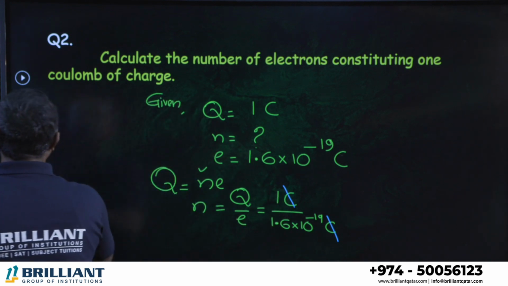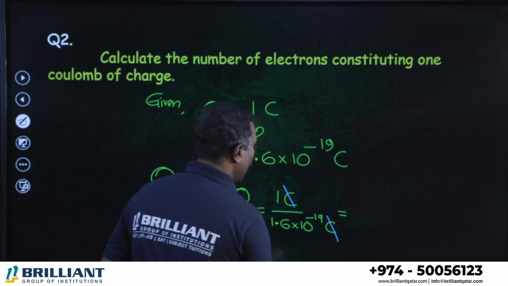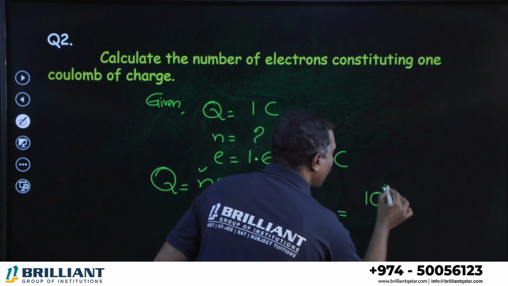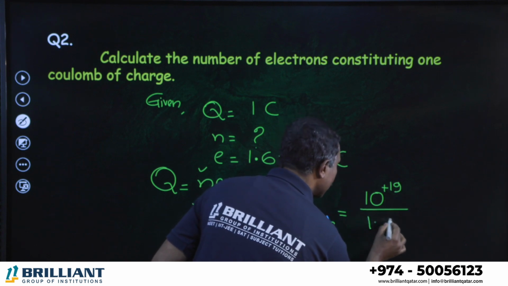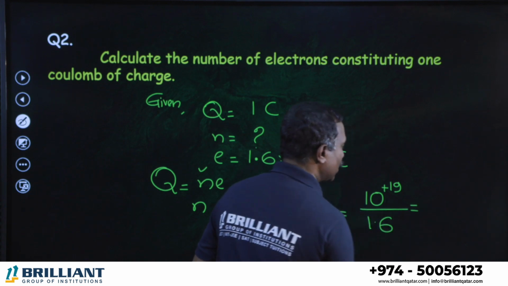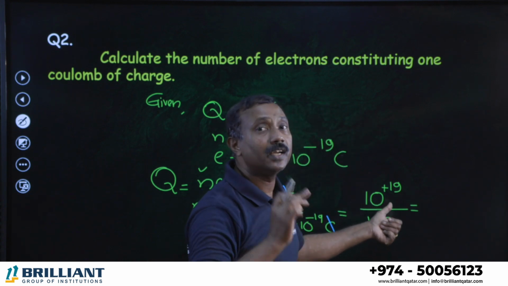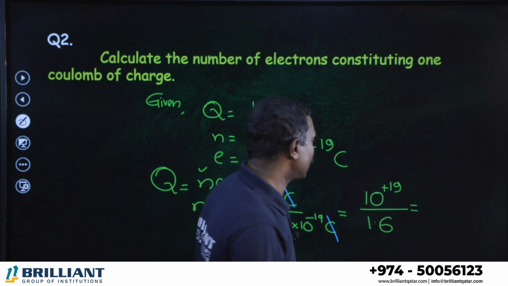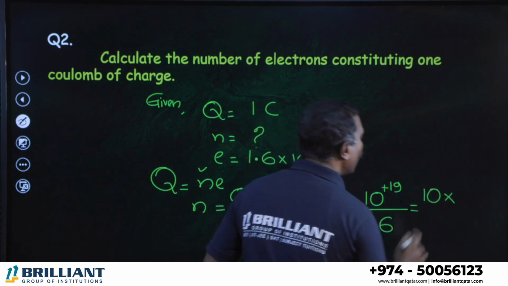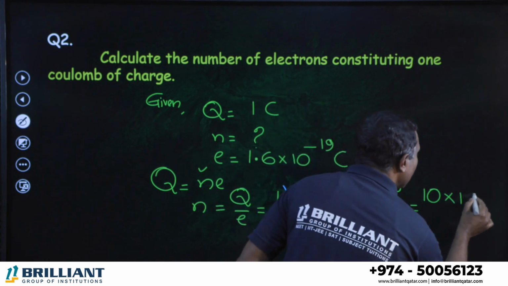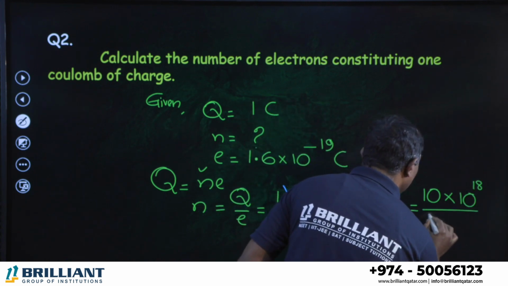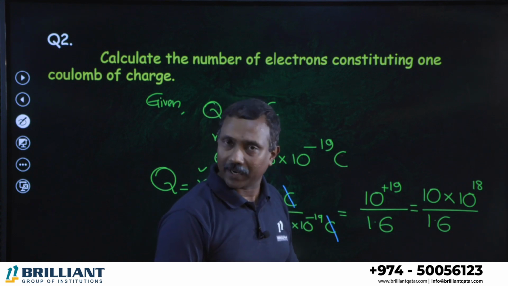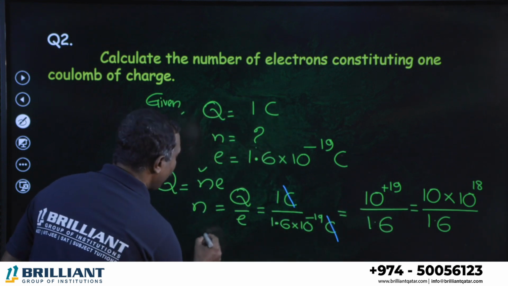We can rewrite the same formula like this. I am bringing the 10 raised to minus 19 to the numerator, so I get 10 raised to plus 19 over 1.6. Again we can reduce this. Here 19 tens are present, right? From these 19 tens, I am taking only one 10 out. So I get 10 into the remaining tens, which is 18 tens, so 10 into 10 to the power of 18 over 1.6. Now I can easily solve 10 divided by 1.6.